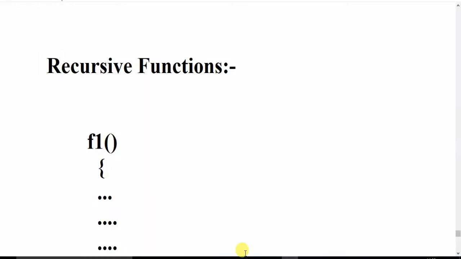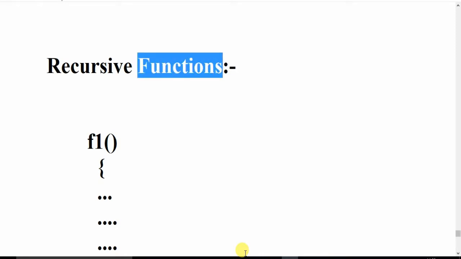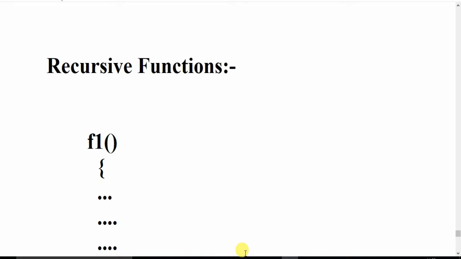Today our topic is recursive functions. What is meant by recursive? Recursive is nothing but repetition. So we are going to repeat a function. A function is nothing but a set of statements or instructions to perform a particular task. So function repetition is called a recursive function. The technical definition: a recursive function is one where the function is called repeatedly by the function definition itself.